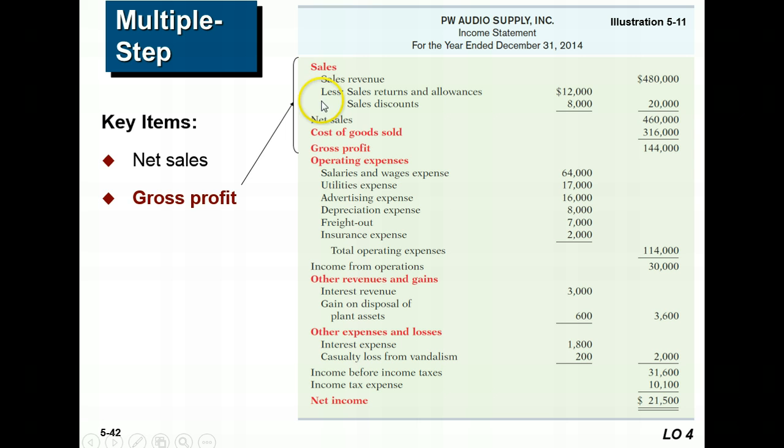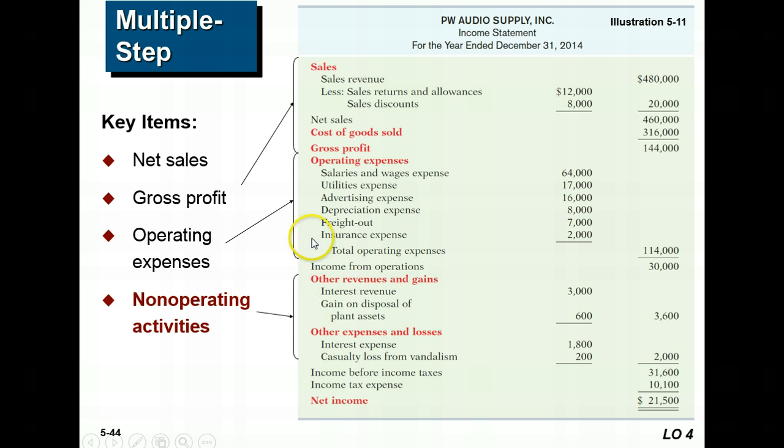So we've got our net sales, and then as you see, after the cost of goods sold, we end up with our gross profit. So this top section is key and separate for a manufacturing company's income statement. Here we show the operating expenses. These are non-operating items.